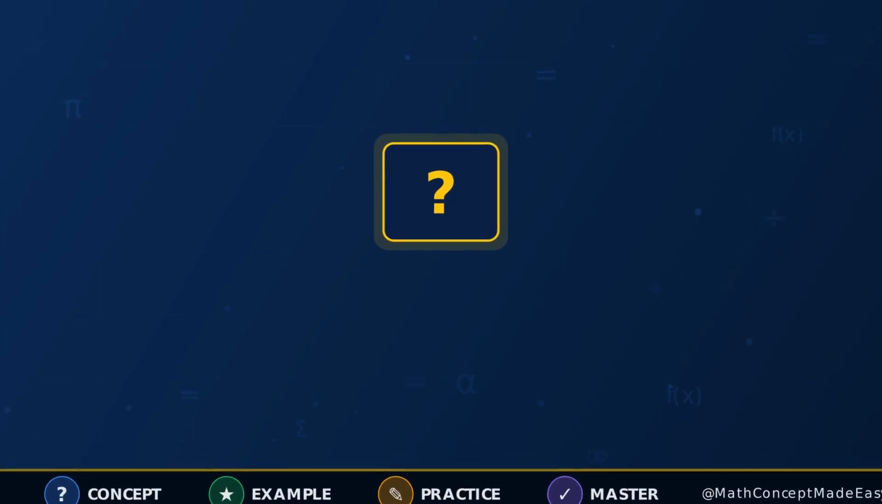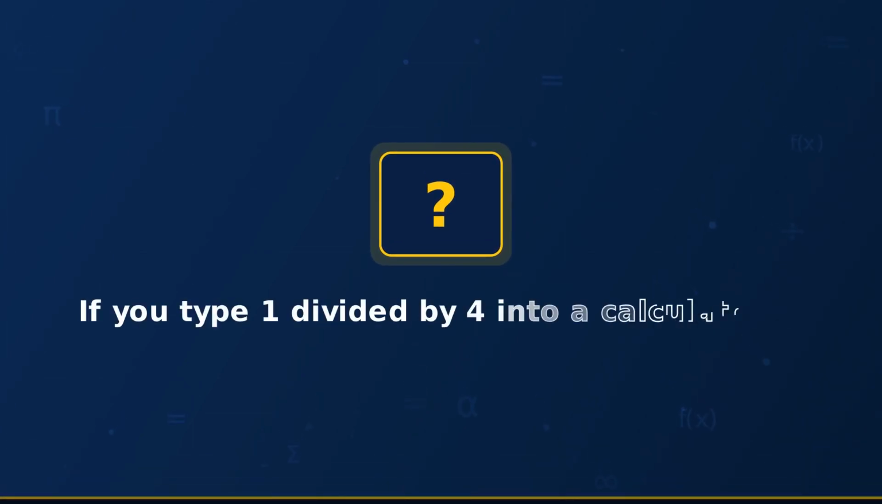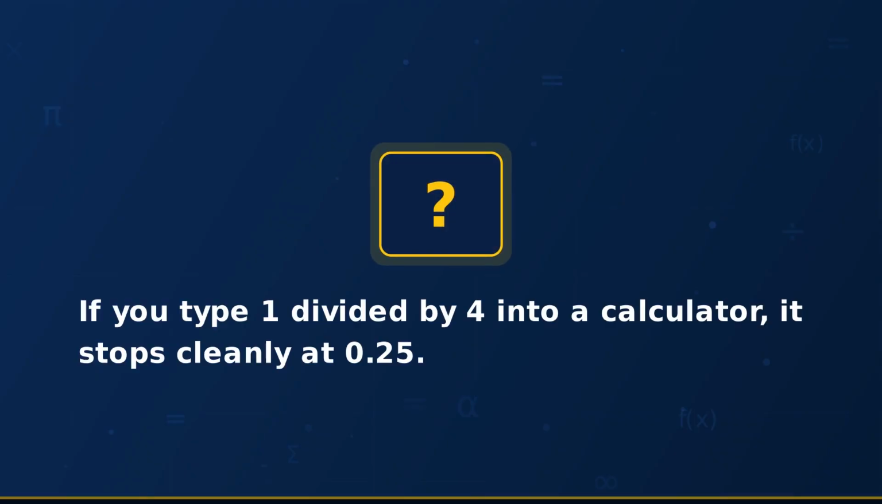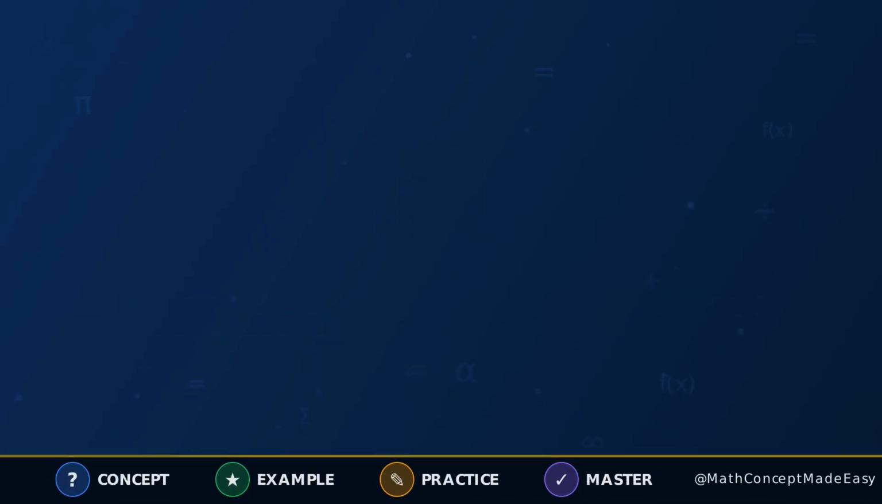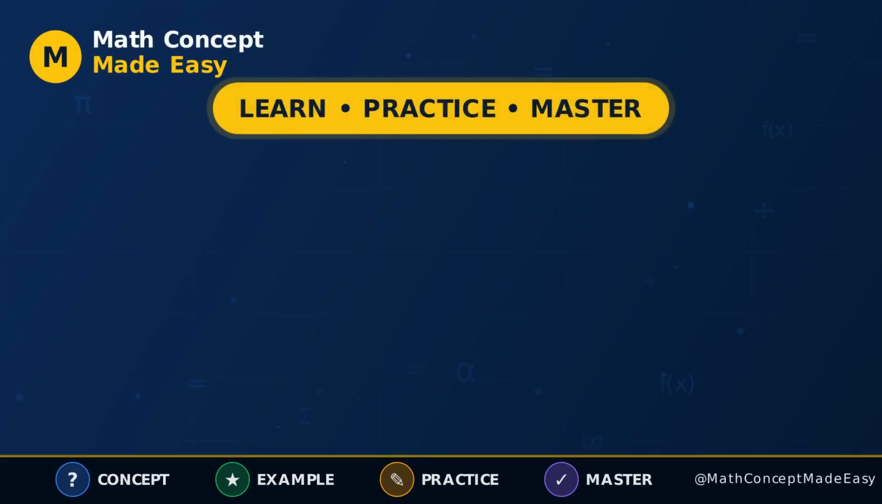Here is a little mystery before we start. If you type 1 divided by 4 into a calculator, it stops cleanly at 0.25. Hold that thought, because today it becomes mathematics.